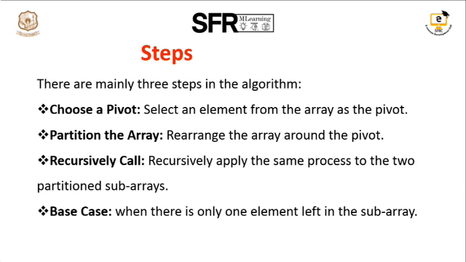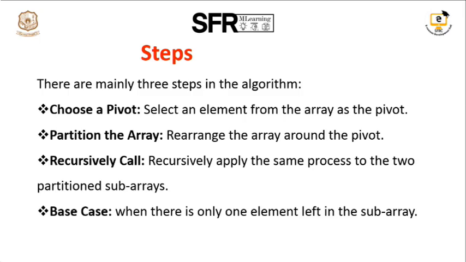So, there are three steps followed by the Quick Sort algorithm. First one, choose a pivot. Select an element from the array as the pivot. The choice of pivot can vary. Example, first element, last element, random element or median element.